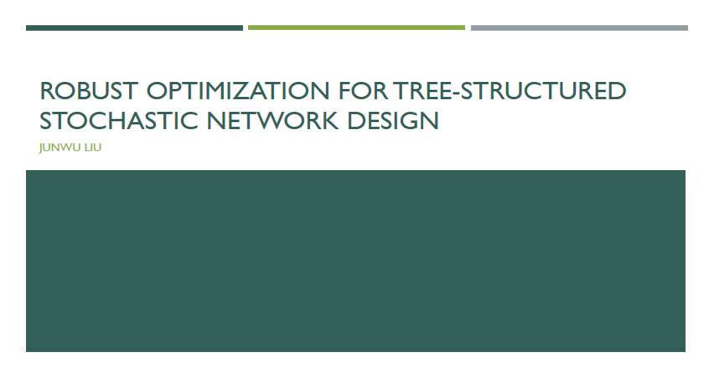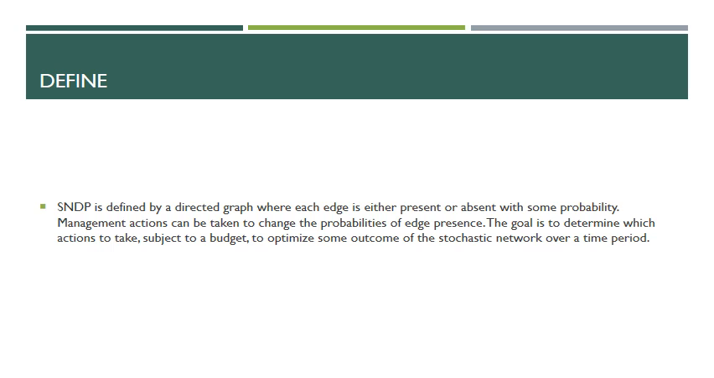Today I'm going to talk about stochastic optimization for tree-structured stochastic network design. The stochastic network design problem is a general framework for optimizing network connectivity. It is defined by a directed graph where each edge is either present or absent with some probability. Management actions can be taken to change the probabilities of each presence.